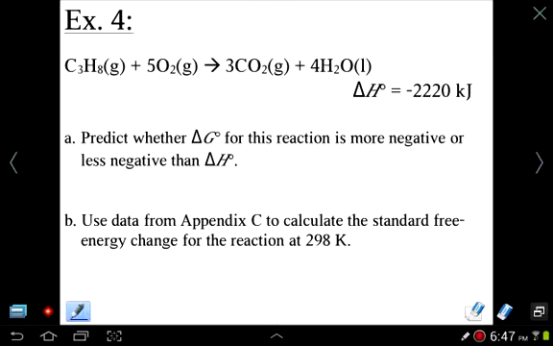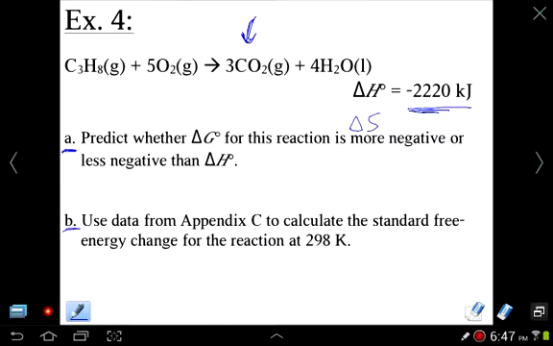In fact, let's go ahead and do that. In A, we're going to do a theoretical prediction, and in B, we'll do an actual calculation. So we're asked to predict whether delta G for the reaction is more negative or less negative than delta H. Just by looking at the equation, we can't really predict whether nature will make it happen or not. We have to have delta H values and we have to have delta S values. But we can actually get some idea of what will happen in terms of delta H. So here it says, let's find out what happens to the delta G.